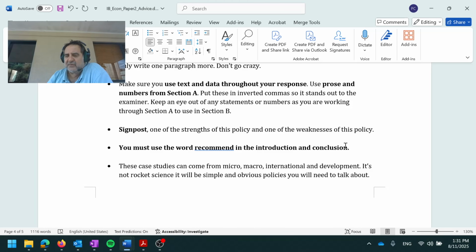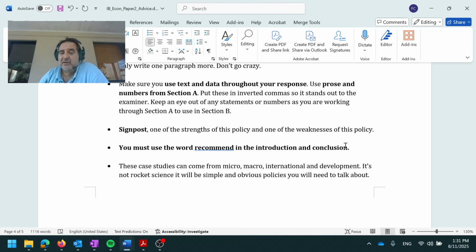So you're looking at taxes and subsidies, regulations, laws, information campaigns, tradable permits, just that list that comes straight from the subject guide, which I'll show you later, probably in a later video, but they're the kind of things.